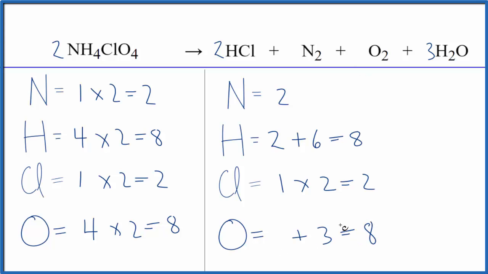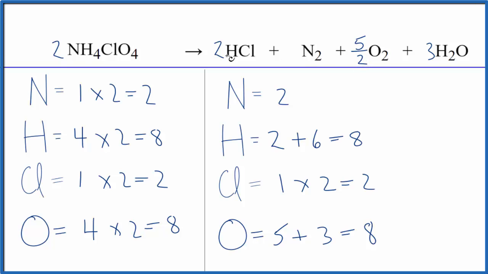5 plus 3 would give me 8. So if I put 5 over 2 and I multiplied that by the 2 here, the 2's would cancel out for me. So then I would have 5 plus 3 gives me 8. And this equation would be balanced. The problem is some teachers, they don't like the fractional oxygen here.